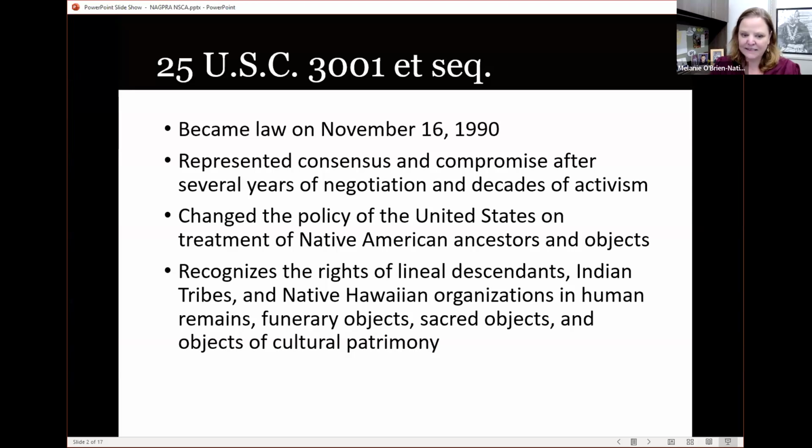NAGPRA represents a change in the policy of the United States government on how Native American ancestors and objects are treated in this country. It puts certain obligations on museums in particular, as well as federal agencies, to change their process of holding Native American ancestors and objects. It does that by recognizing fundamentally the rights of lineal descendants, Indian tribes, and Native Hawaiian organizations in the human remains, funerary objects, sacred objects, and objects of cultural patrimony that may be housed in museum collections, but the rights to those items are with the lineal descendant, Indian tribe, or NHO that they belong to. That is what NAGPRA does.